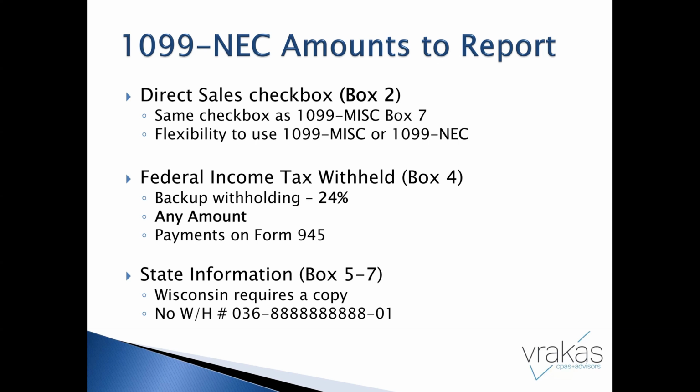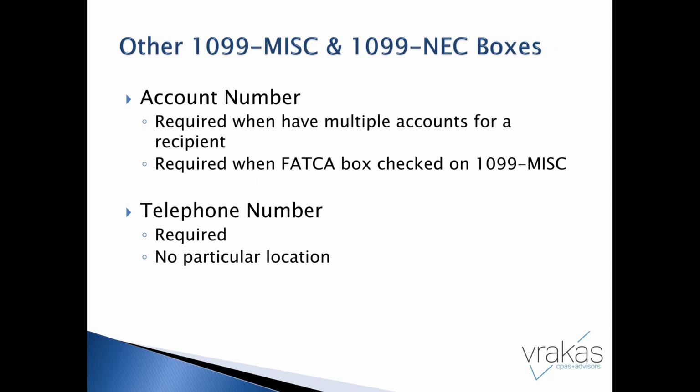The same state information box is required, just obviously a different box number, because you could have somebody working in multiple states. There is an account number on the miscellaneous and NEC. This account number is not a required account number for most people. It's for you to identify which 1099, because you may have a vendor that you've issued multiple 1099s to. So this is just a way for your identification if you get an IRS notice.